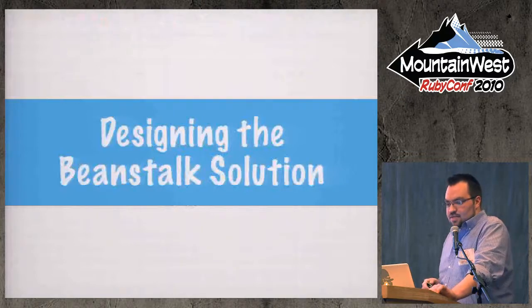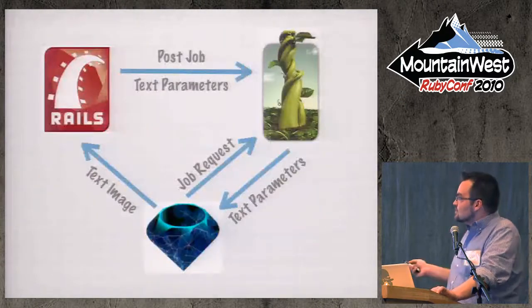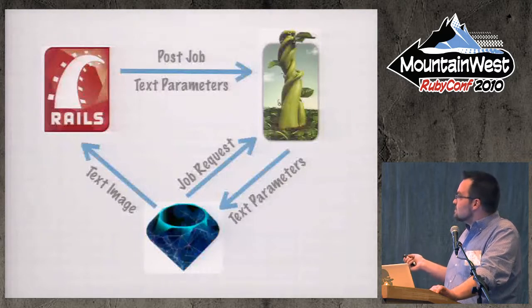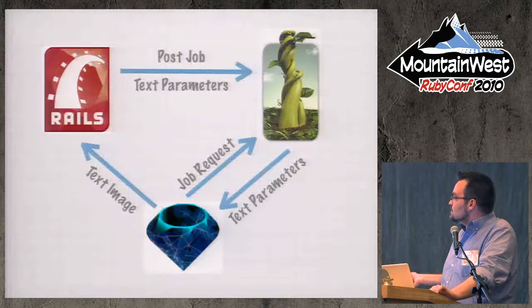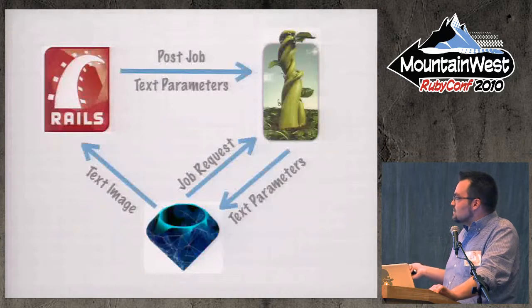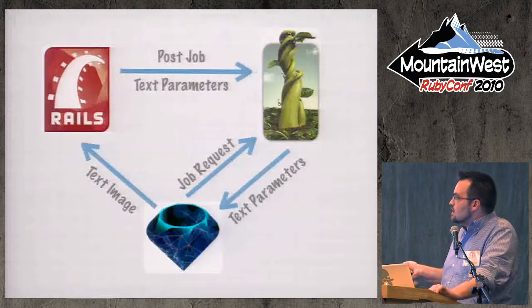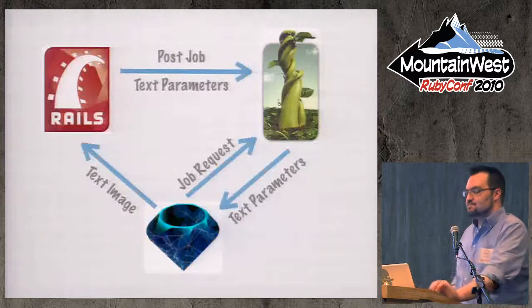This is how we're going to do the Beanstalk solution. We're going to start with a Rails app. The Rails app is going to post a job, which is made up of text parameters, to the Beanstalk. There's going to be a Ruby processing sketch, which is looking for jobs, asking the Beanstalk for jobs. Once a job pops up, those text parameters are going to get sent to Ruby processing. It's going to do its magic, create the image, and put that image directly into the public folder of the Rails app.